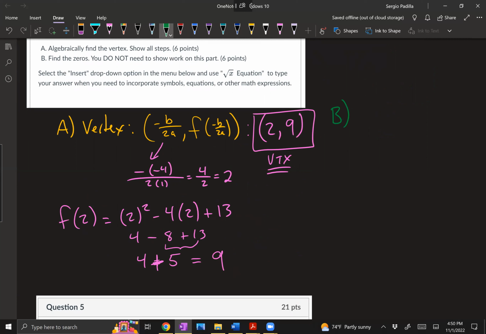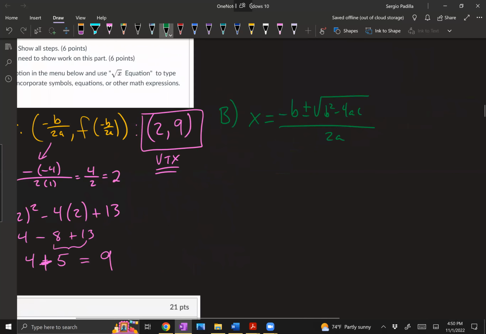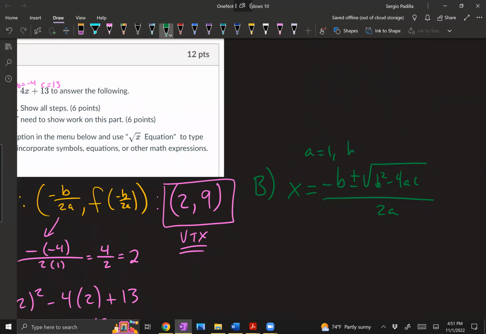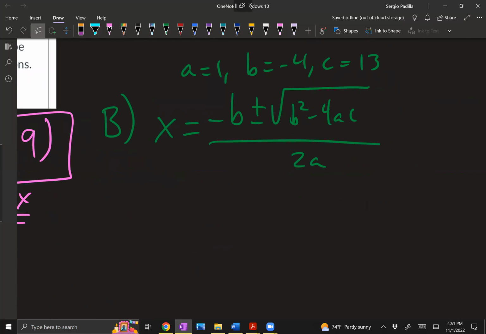But to get the answer, we need x equals -b plus or minus the square root of b squared minus 4ac, all over 2a, the quadratic formula. Earlier we wrote down that a was 1, b is -4, and c is 13. All we're going to do is plug these numbers in and simplify until we get our solution for x. So x is going to equal -4 plus or minus the square root of -4 squared minus 4 times 1 times 13, all over 2 times 1.